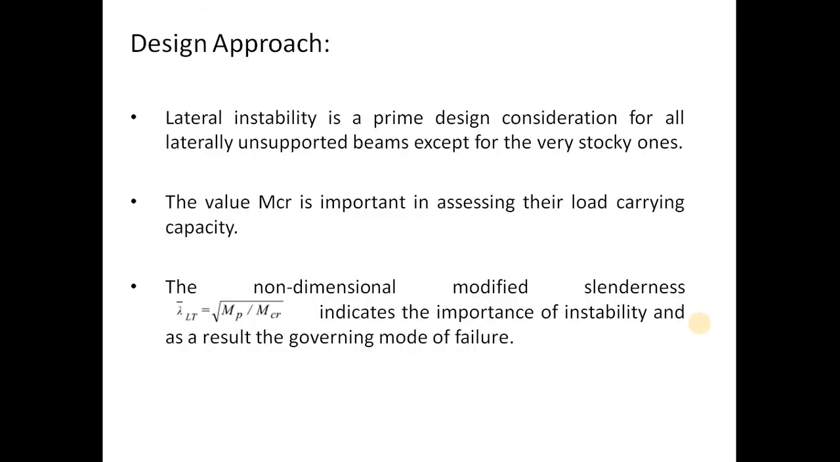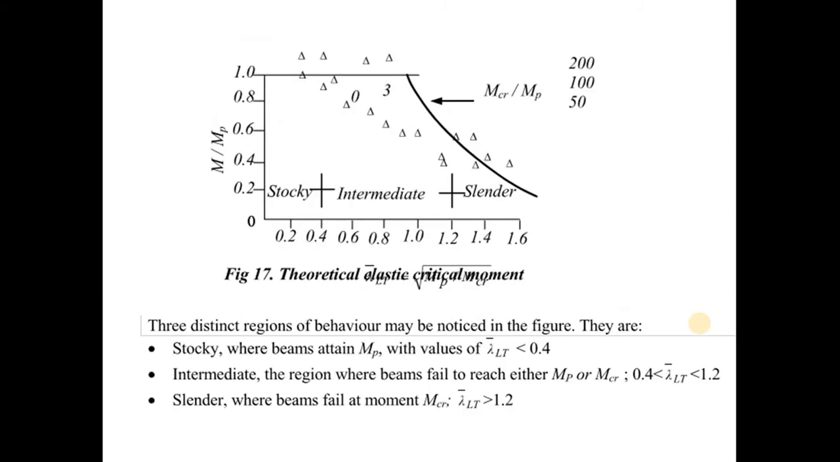Okay, now coming to the design approach, lateral instability is a prime design consideration for all laterally unsupported beams except for the very stocky ones, where even if we don't have lateral supports, we don't consider it a laterally unsupported beam because it is very stocky, that is, a short one. The value of the elastic critical moment is important in assessing the beam's load carrying capacity. The non-dimensional modified slenderness value indicates the importance of instability and whether it is the governing mode of failure.